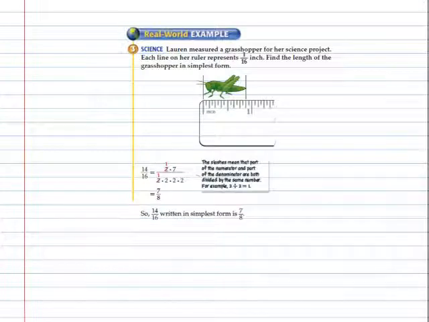Lauren measured a grasshopper for a science project. Each line on the ruler represents 1/16 of an inch. Find the length of the grasshopper in simplest form. It appears to be right here, which would be 14/16.